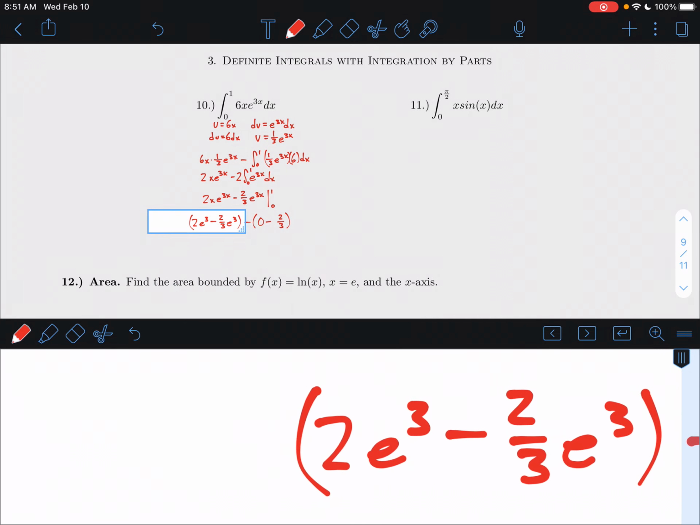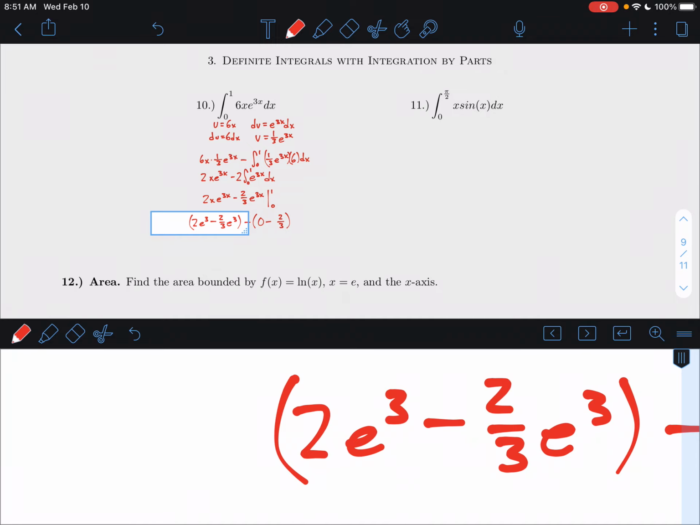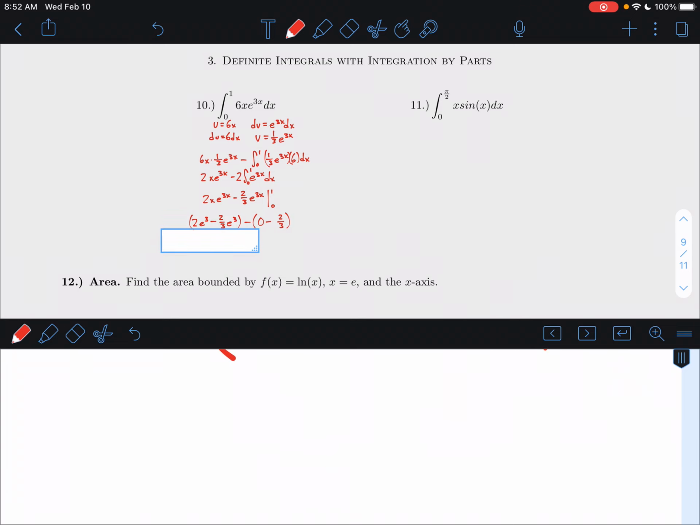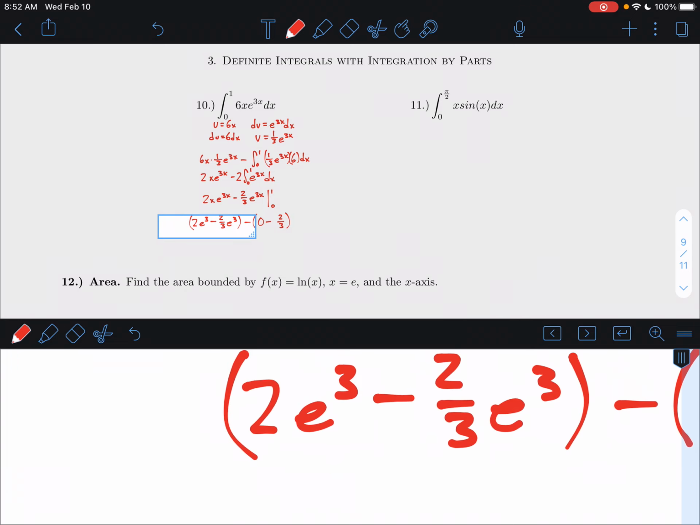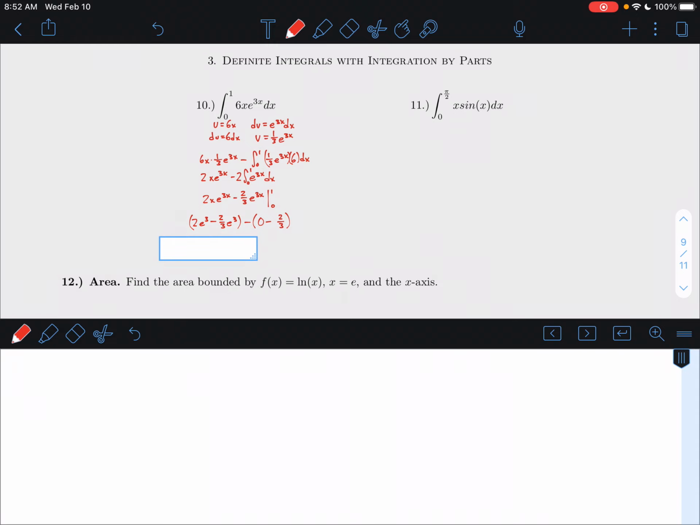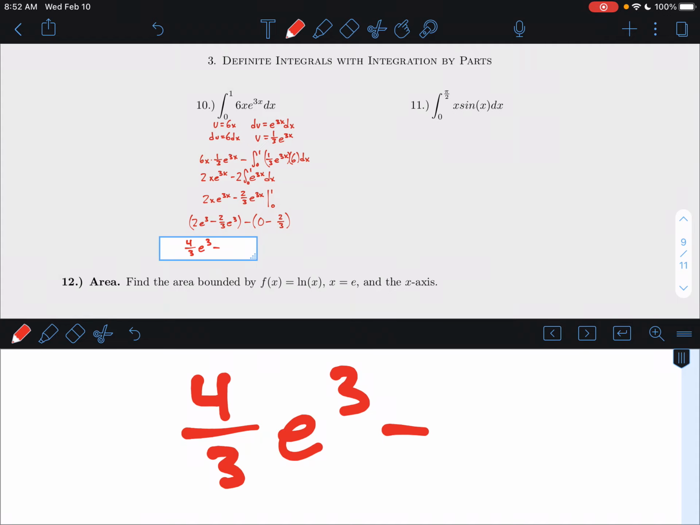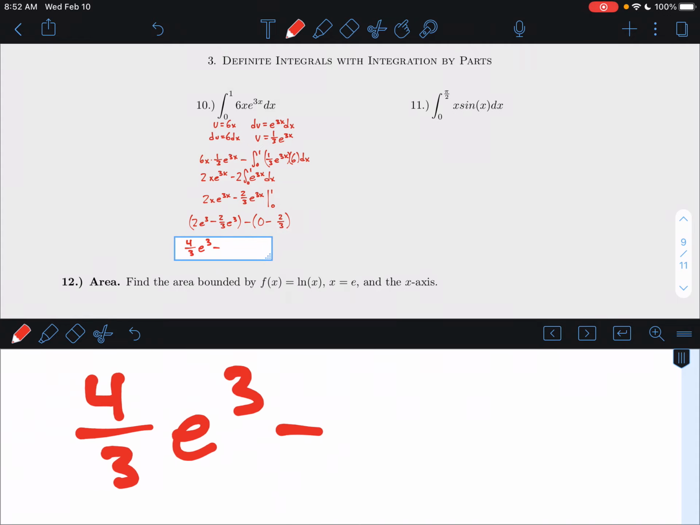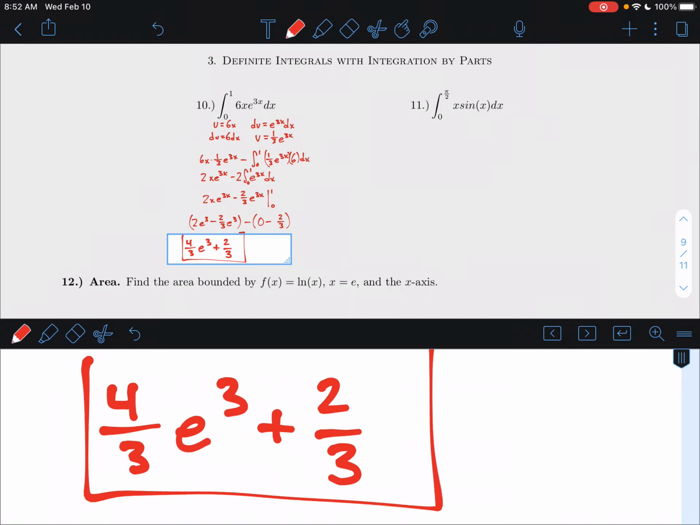So let's see, this over here, I have 2e to the 3rd minus 2/3 e to the 3rd, which is going to become 4/3 e to the 3rd, because that 2 is like 6/3 minus 2/3 is 4/3. So I have 4/3 e to the third power. And then I have minus negative 2/3, or plus 2/3. And this would be my final answer. That is how I would calculate the definite integral using integration by parts: 4/3 e to the third plus 2/3.